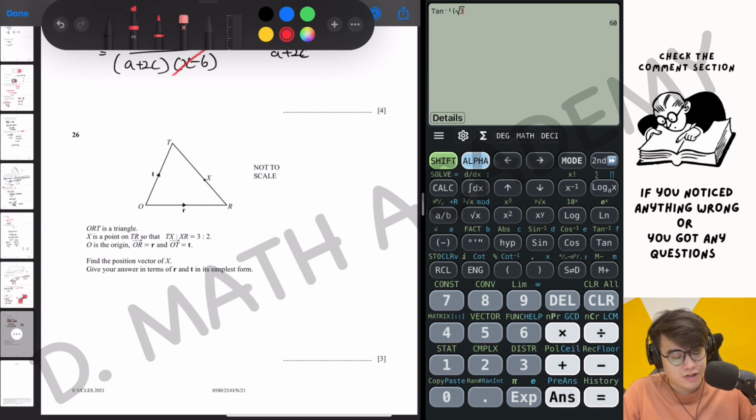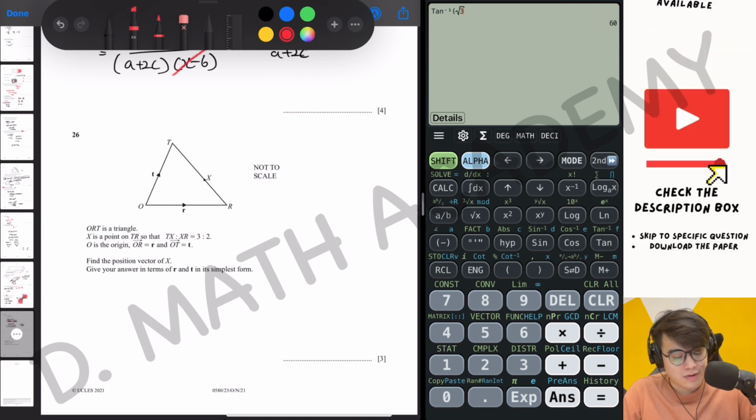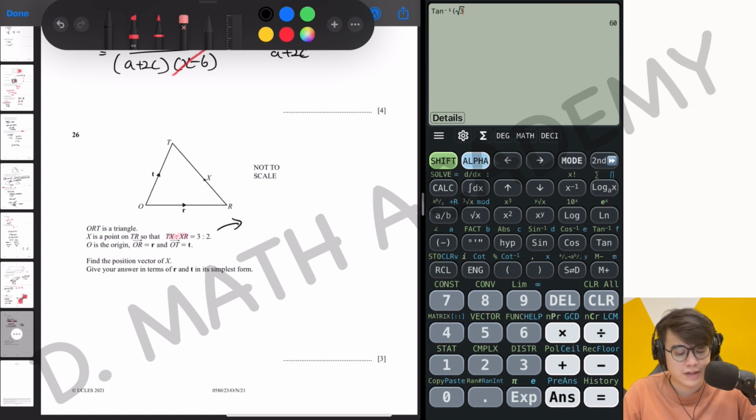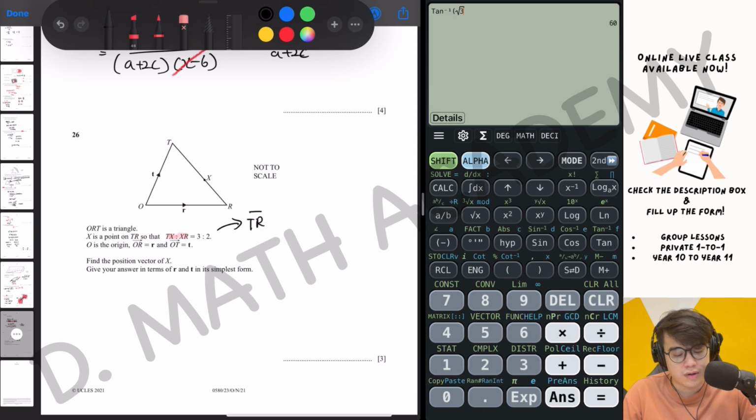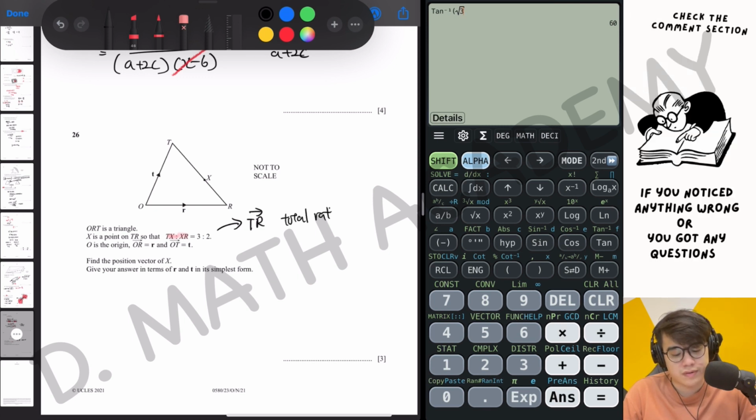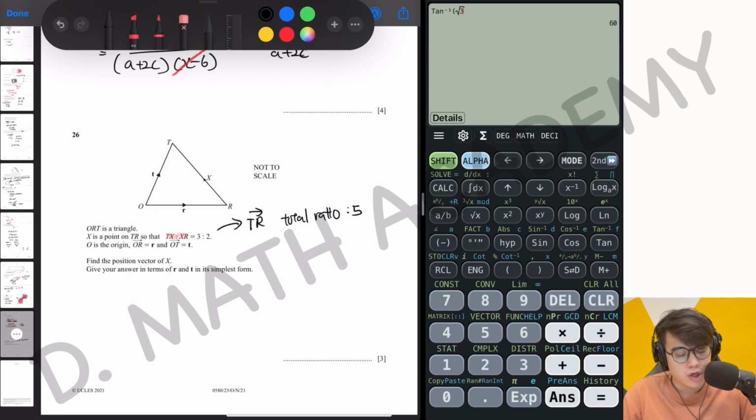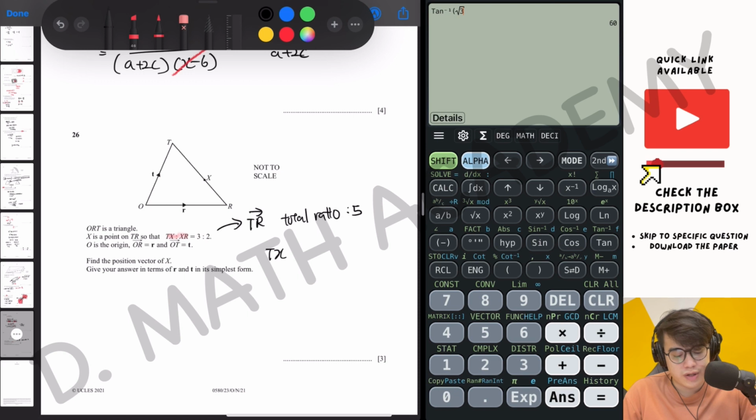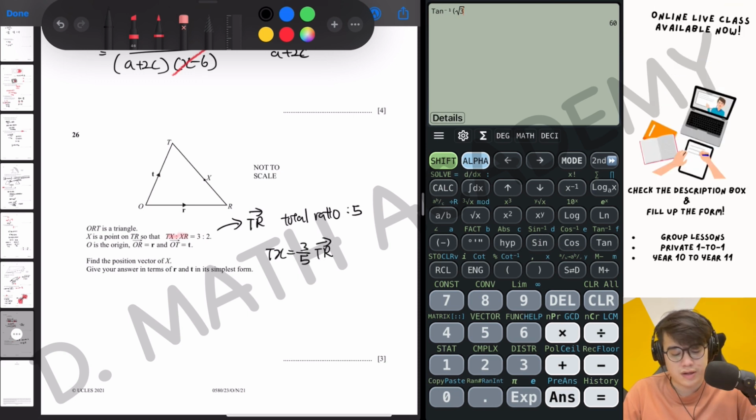Okay, vector question. Things to take note is X and X are repeating, which means we know the entire thing goes by T to R. And the total ratio is 5 as well. Okay, so our TX is pretty much 3 over 5 of TR. And then our XR is 2 over 5 of TR.